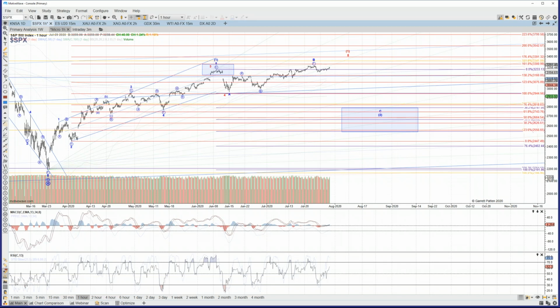Question from Sam, on the microscale, was that crazy move on SI this afternoon an ABC or 1, 2, 3 retrace after 5 waves up? Sam, we'll take a look at silver in a second here, and we can go over the micro price action there, but I'm going to answer questions on the S&P first.